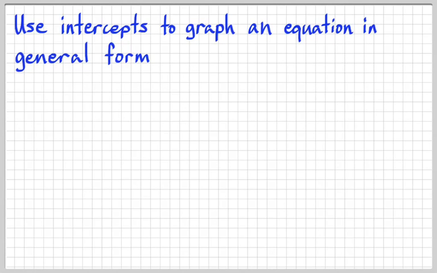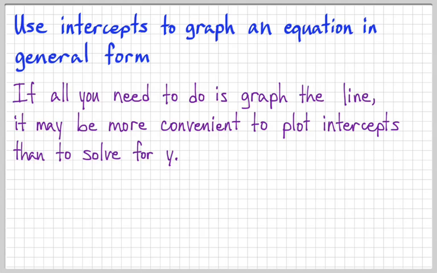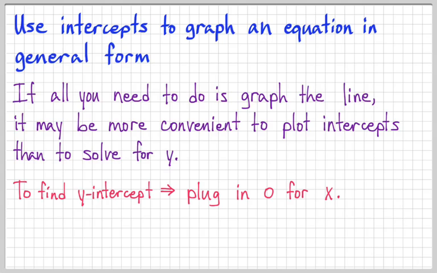In this lesson, we're going to use x and y intercepts to graph a linear equation that's in general form. We've already looked at linear equations in general form, and we know how to solve them for y so that we can see the slope and the y-intercept. But sometimes if all you need is a quick graph, it may be more convenient to plot the intercepts than it is to solve for y to use the slope and y-intercept. And here's how you find each intercept.